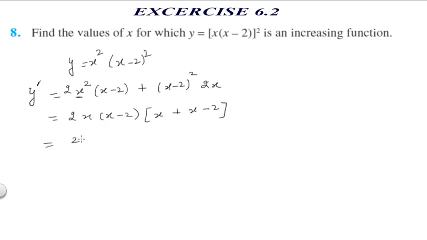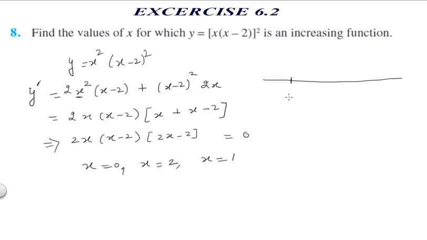Solving it, we get 2x into x minus 2 into 2x minus 2. Equating it to 0 for critical points, we will get x equal to 0, x equal to 2 and x equal to 1. We will plot these on the number line, suppose 0, 1 and 2. So you will have the intervals minus infinity to 0, 0 to 1, 1 to 2 and 2 to infinity.